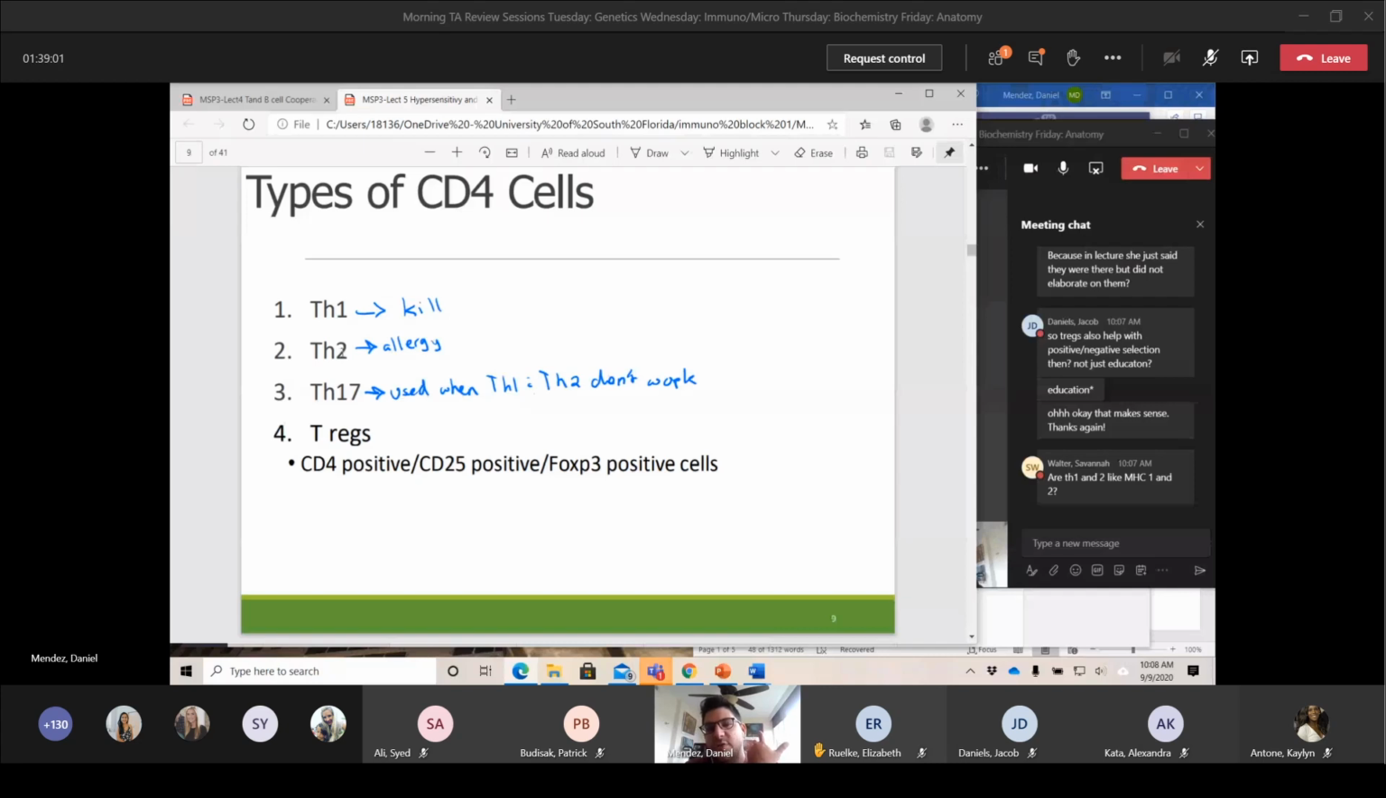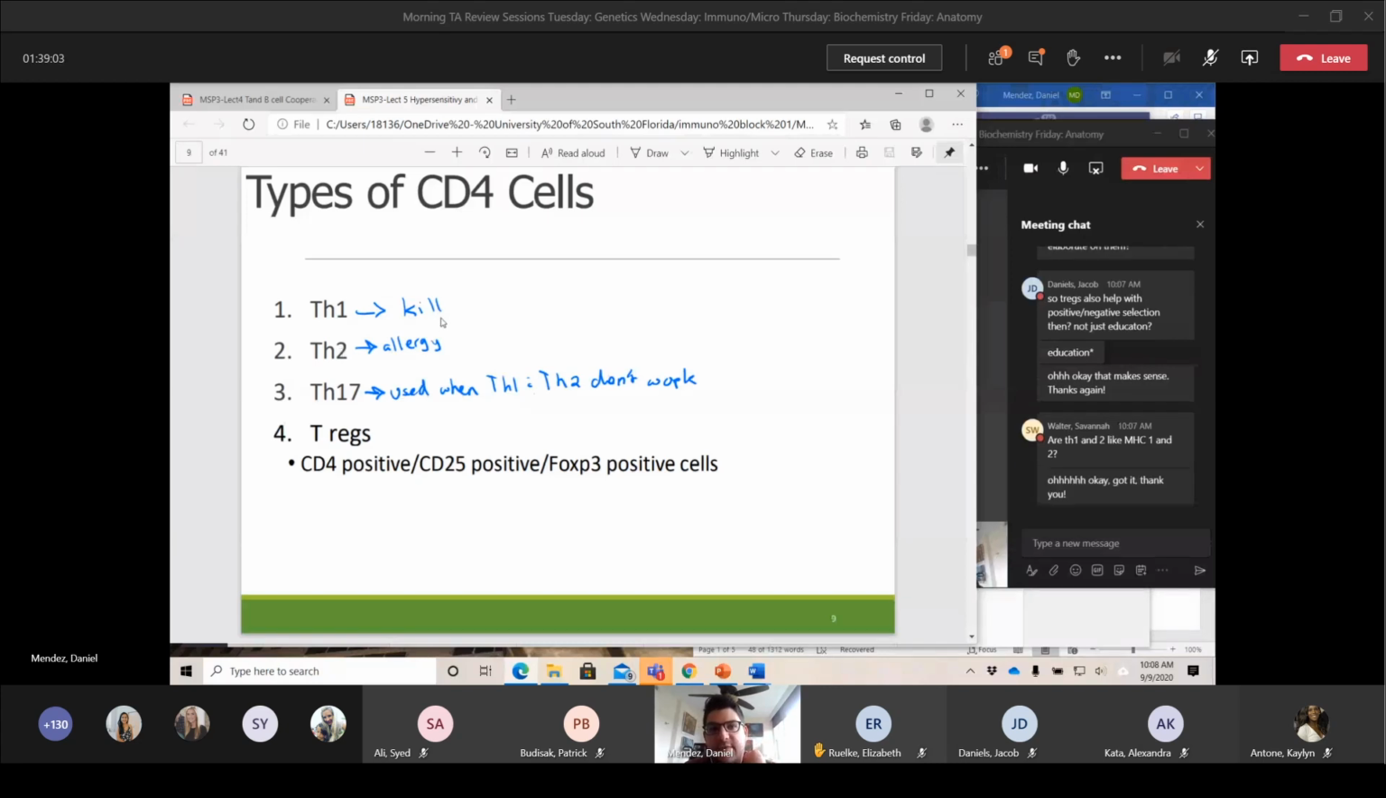It also depends on what you need. If that helper T cell recognizes we need to kill this cell, then we'll use Th1. If it recognizes that we need to neutralize it or opsonize it, anything with antibodies, it's going to go MHC class 2.